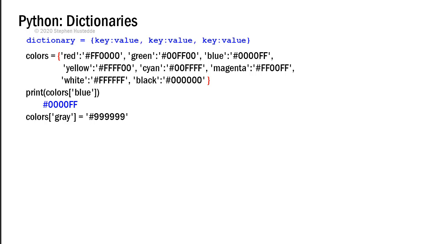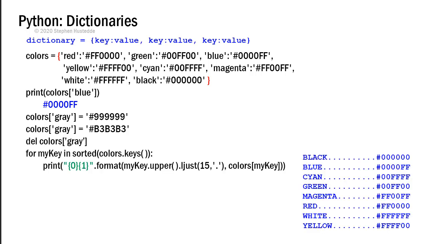Now if that key exists, so let's say instead of gray I'd put red there, it would update the value for red in the dictionary. So it both adds and updates. So in the next example here, colors gray, I've set it equal to B3, B3, B3. I'm going to change that value of gray.